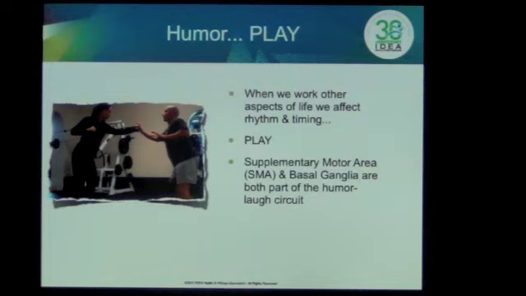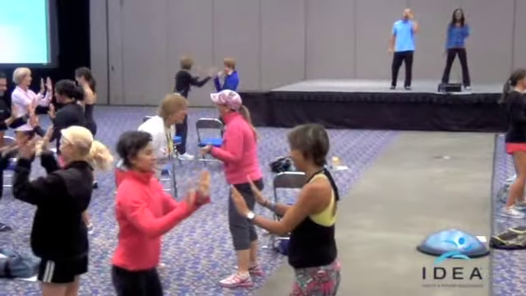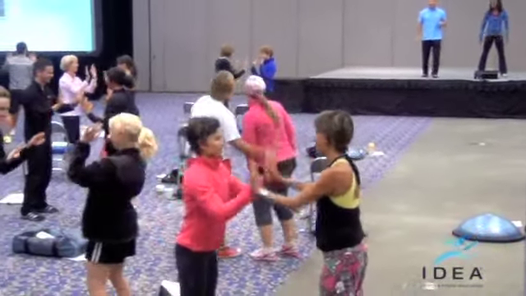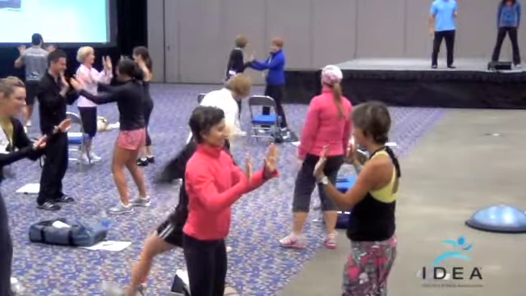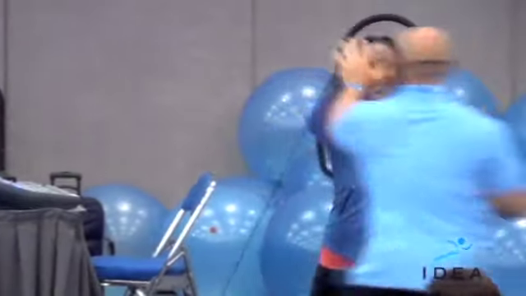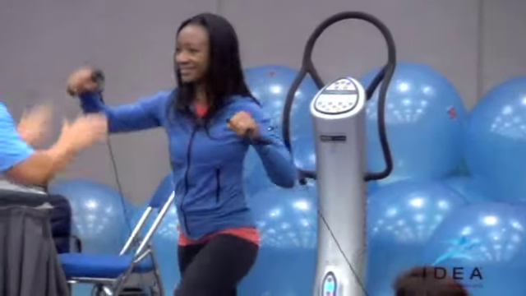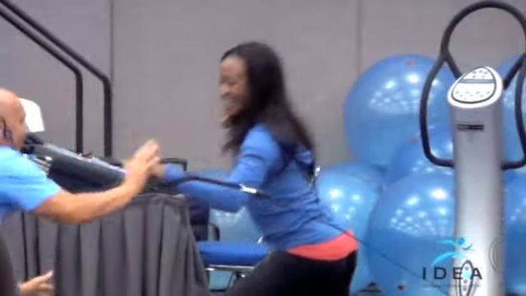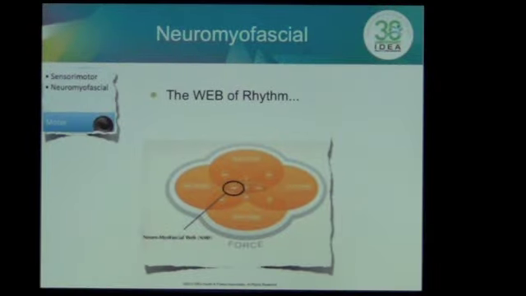When we play, the supplemental motor area and the basal ganglia, which we talked about, are in your laugh circuit. They are also in your movement circuit. Go, go, go, go, and she's fighting it. Go, go. Looking at brain structures, how the rhythm of the actual motion itself.